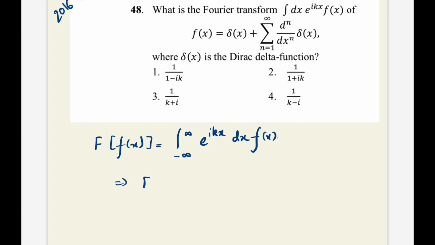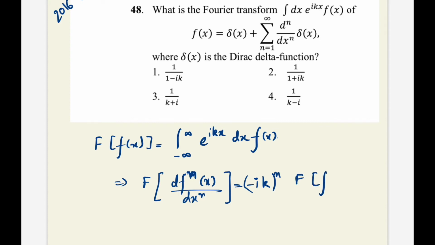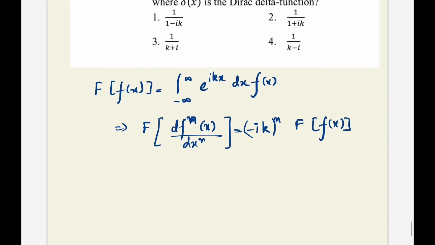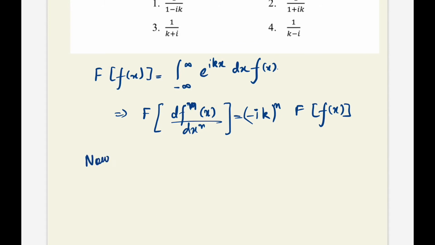This comes out to be F of f. Since we know that the Fourier transform of a derivative function is given as F of d^n f/dx^n equals (minus ik) to the power n F of f(x), that is the Fourier transform of f(x). Now f(x) is given to be delta(x) plus the summation n equals 1 to infinity of d^n/dx^n delta(x).